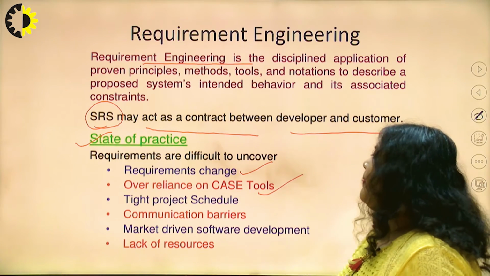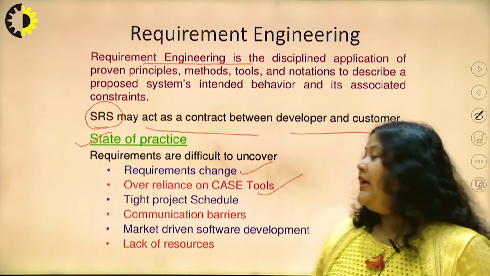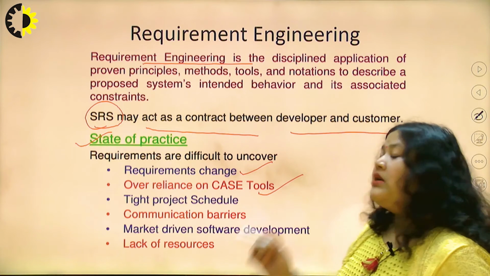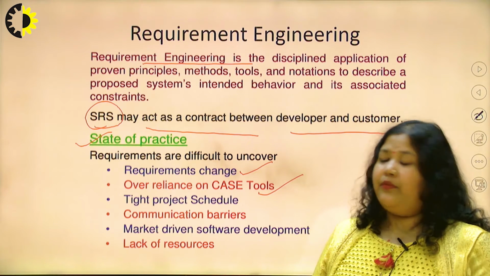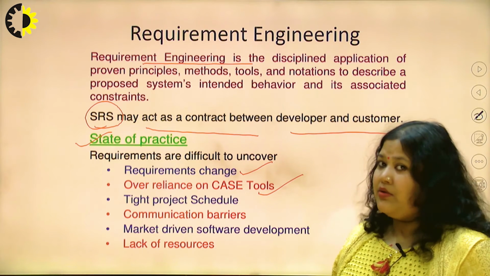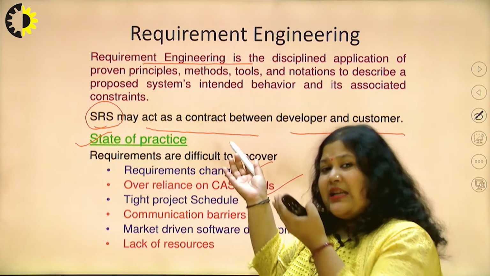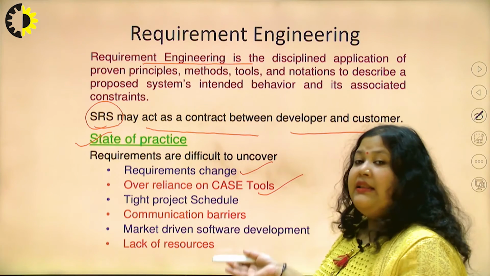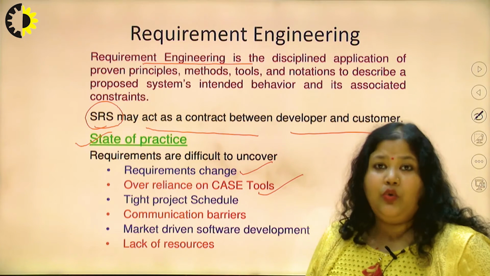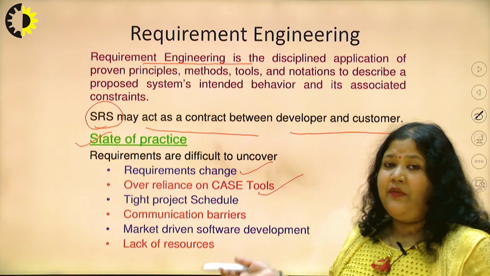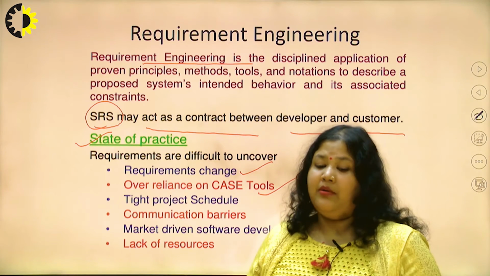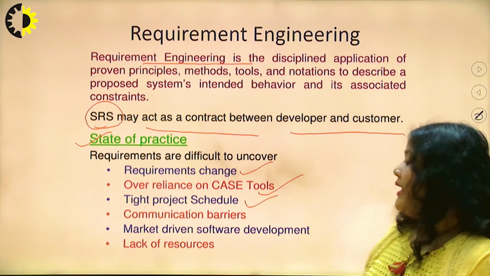Second is over-reliance on CASE tools. CASE tools means computer aided software engineering tools. These tools are used for defining the requirements. So these are the basic points that make requirements difficult to uncover. When these points are present, requirements are very difficult to discover for designing or for analyzing the problem statement. Third point is tight project schedule.